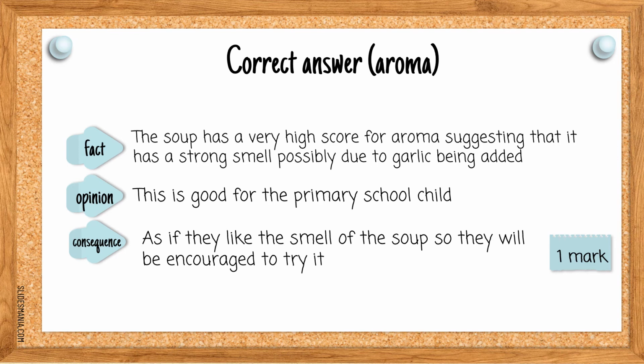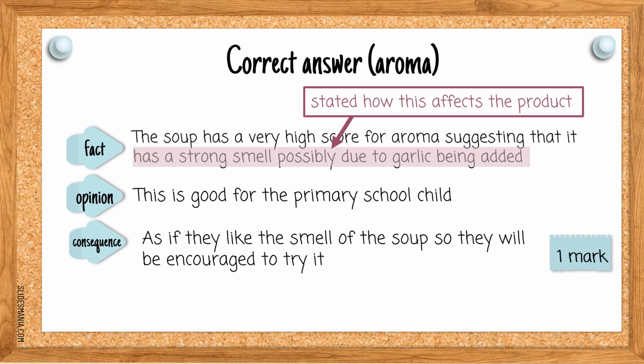So you can now see the correct answer for aroma that would gain 1 mark in your question paper. You can see here that our fact is given. The soup has a very high score for aroma, suggesting that it has a strong smell, possibly due to garlic being added. So we've stated how this very high score for aroma is going to affect the soup, and we've said that it's going to have a strong smell, possibly due to strong smelling ingredients being added, and we've given the example of garlic here.